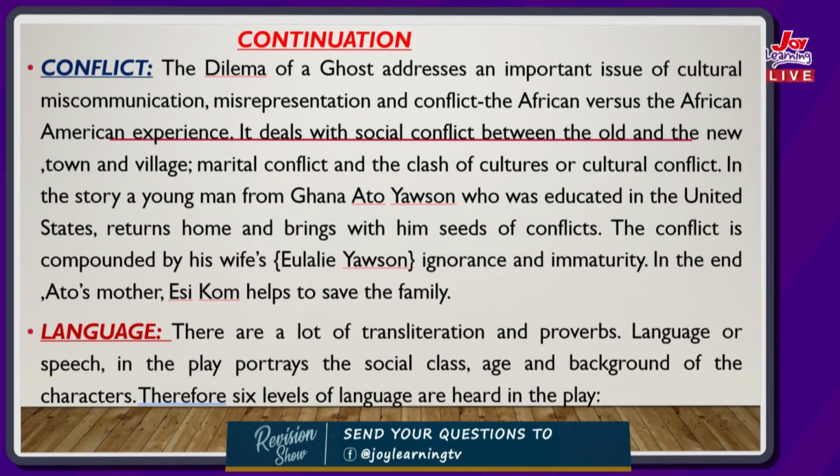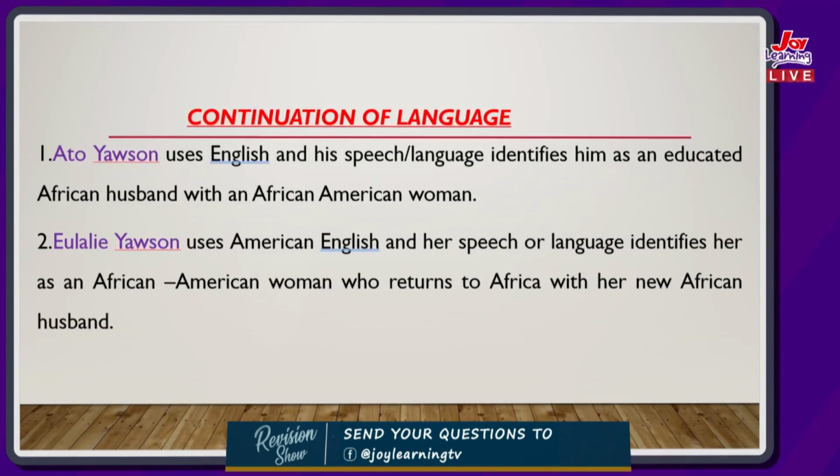Now we move on to the other element, that is language. So there are a lot of transliteration and proverbs. Language or speech in the play portrays the social class, the age and background of the characters. Therefore, six levels of languages are heard in the play. One, Ato Yawson uses English and his language identifies him as an educated African husband with an African-American woman. Second, we have Eulalie Yawson. She also uses American English and her language identifies her as an African-American woman who returns to Africa with her new African husband.